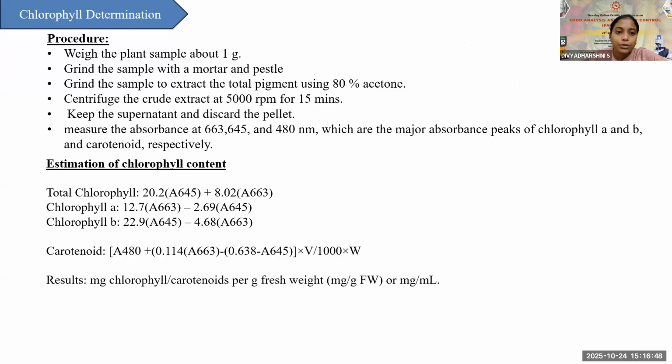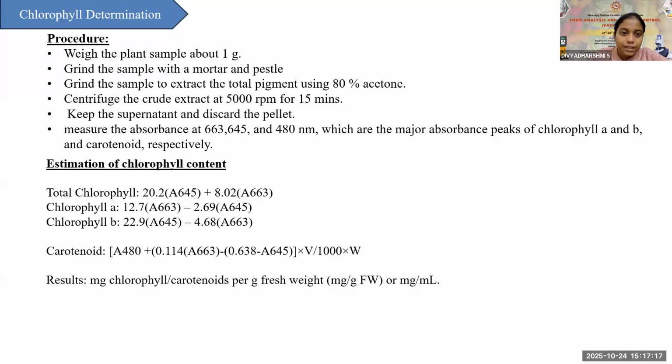So centrifuge that crude extract at 5000 rpm to discard the pellets. Pellets means what is in the bottom of the centrifuge tube. After the centrifugation, the clear liquid above will be called the supernatant. The residues below are called the pellet. So we need only the clear liquid. After skimming off the clear liquid, we will be discarding the pellet.